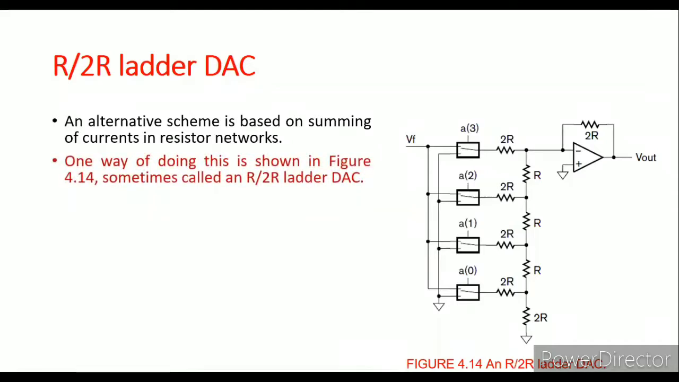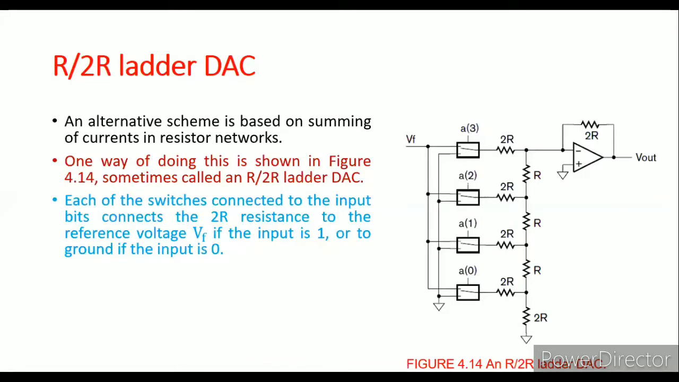Okay, so one way of doing this is shown in the figure, the so-called R-2R. Why it is called R-2R is we can see the configuration. What we have is one R, another one 2R. So that's why it is named the R-2R ladder circuit DAC. Each switch connected to the input bits connects 2R resistors to the reference voltage VREF if the input is 1, or to the ground if the input is 0. If it is connected to ground, it is considered as 0. If it is connected to 1, it is considered as the reference voltage.